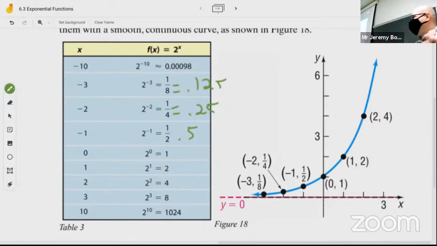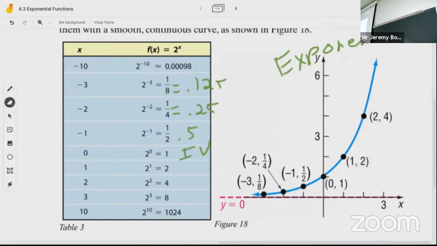We're going to have 2 raised to the 0, that's 1, that's our initial value. Let's write IV here, initial value. Then we have 2 to the 1, which is 2, 2 squared, which is 4, 2 to the 3rd, which is 8. And then we're going to skip a few. 2 to the 10th is 1024. And so this is what a graph looks like. And this is what we call exponential growth. Let me try to write it because I misspelled growth somehow.